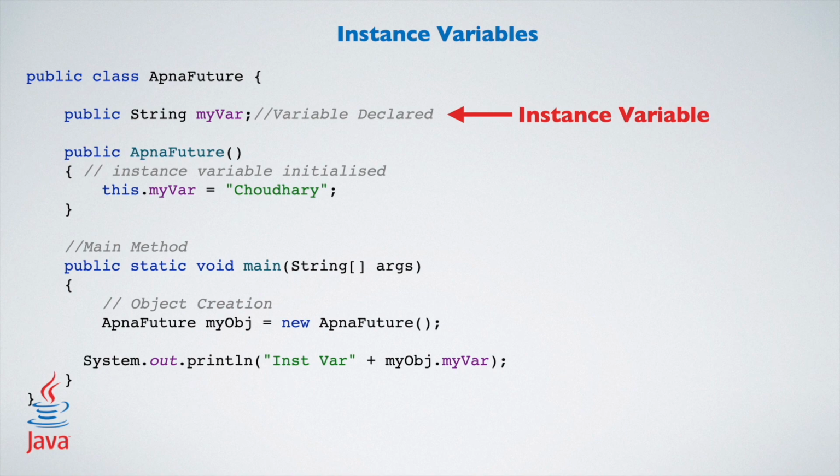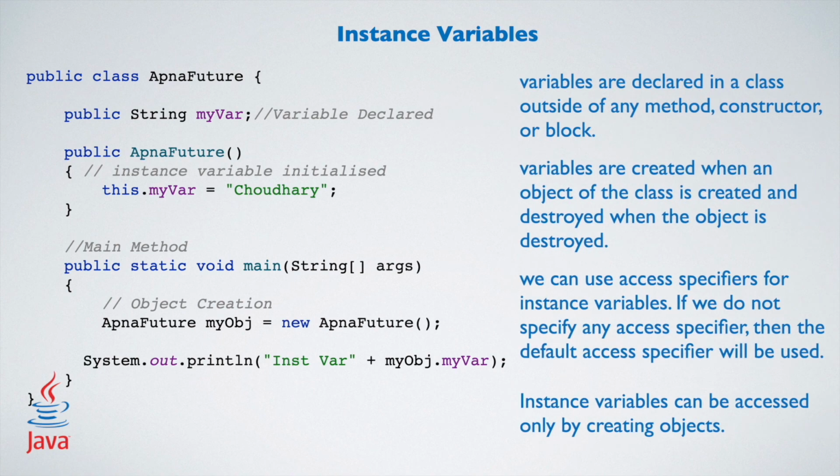Let us see more about instance variables. So these variables are declared in a class and they will be outside of any method, constructor, or block. These variables will be created with the object creation, and when the object is destroyed, these variables will also be destroyed. We can use access specifiers with these variables, which tell the accessibility of these variables. And finally, instance variables can be accessed only by creating class objects.